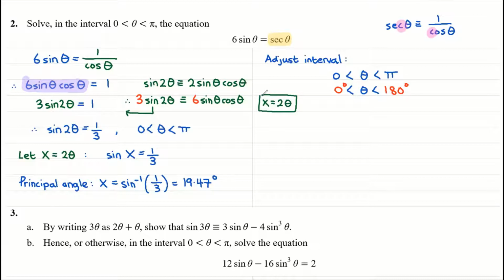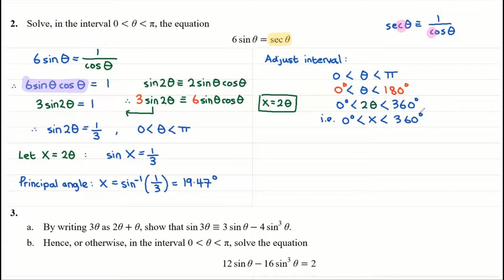So we now got 0 degrees, double everything, 2 theta, and 360. So just double everything, it's 360 degrees. And of course, the interval we're working in is with x. So i.e., going to look for angles of x between 0 and 360 degrees. There we have it.